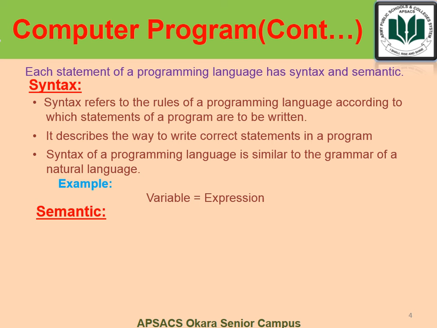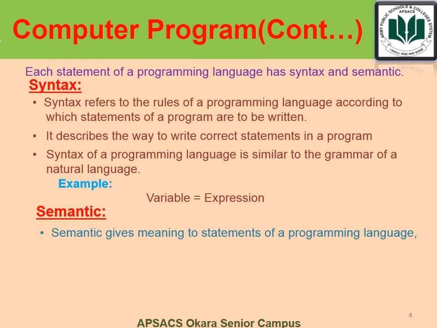Semantic. Semantic means semantic gives the meanings to the statement of a programming language. First of all, we have used the syntax variable is equals to expression. So we can write variable with the a. We can write variable sum. Sum is equals to a plus b, or we can write large. Any kind of variable we can use. We can write divide. We can write anything in the variable. So variable can be x. x is equals to a plus b. So it is also a statement.